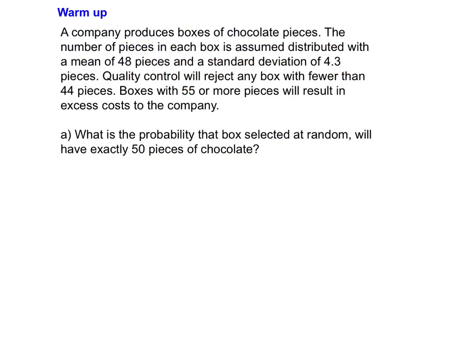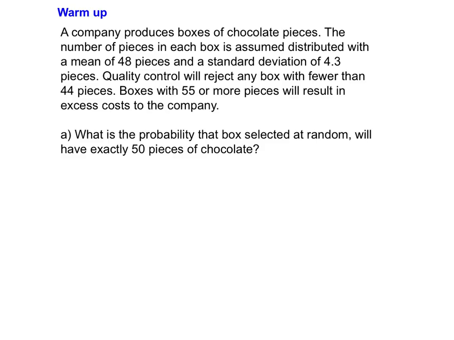So before we start, let's do a warm-up and remind ourselves how we can do a binomial approximation using a normal curve. A company produces boxes of chocolates. The number of pieces in each box is assumed distributed with a mean of 48 pieces and a standard deviation of 4.3 pieces. Quality control will reject any box with fewer than 44 pieces.